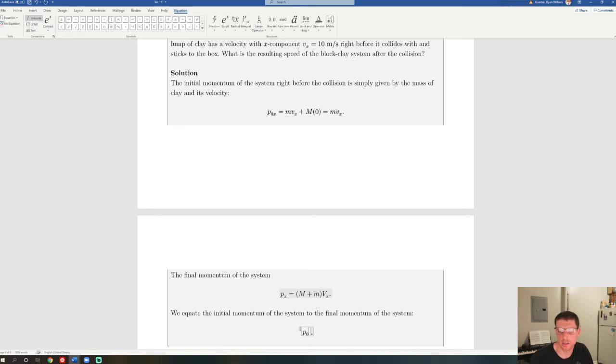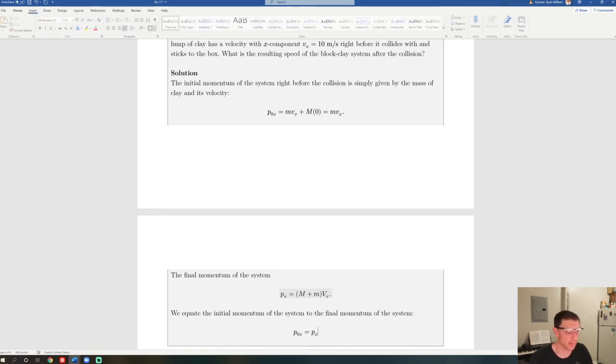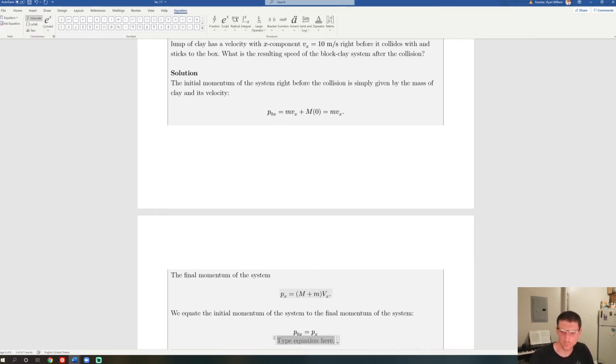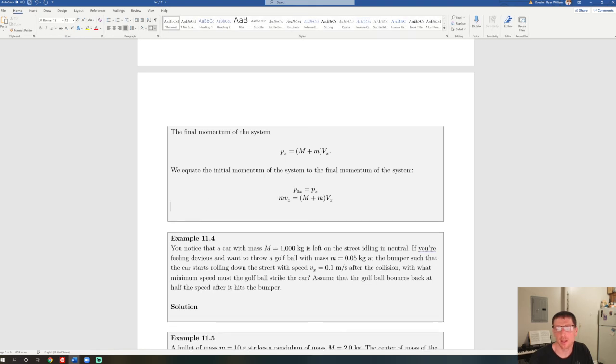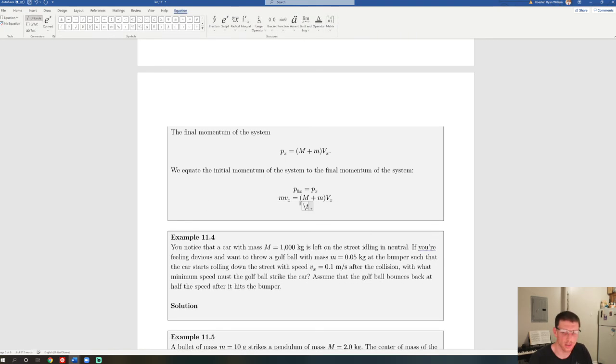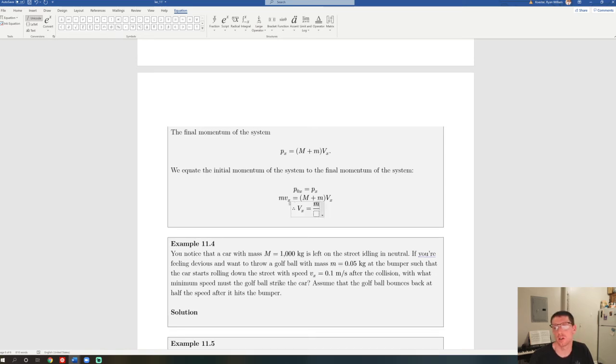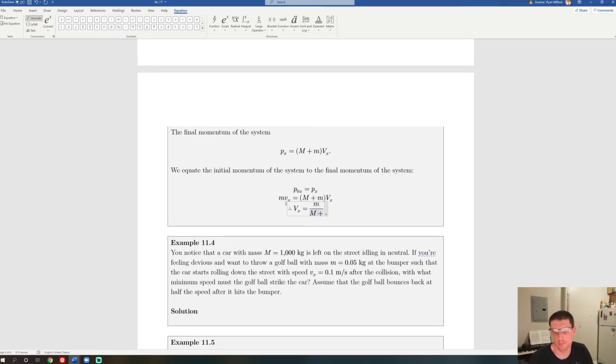And that could be written perhaps like this. We have little m, little v sub x. Now this equals big M plus little m inside parentheses times big V sub x. And solving for big V, which is their shared speed, it is just little m over big M plus little m times V sub x.